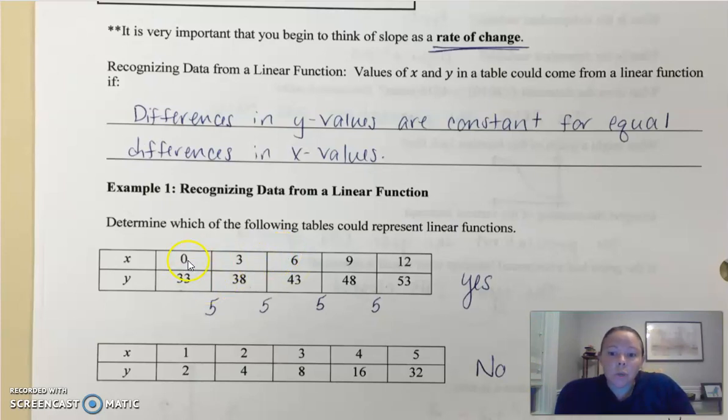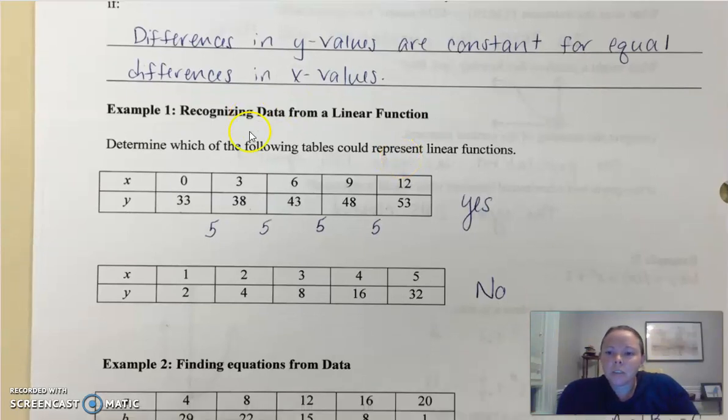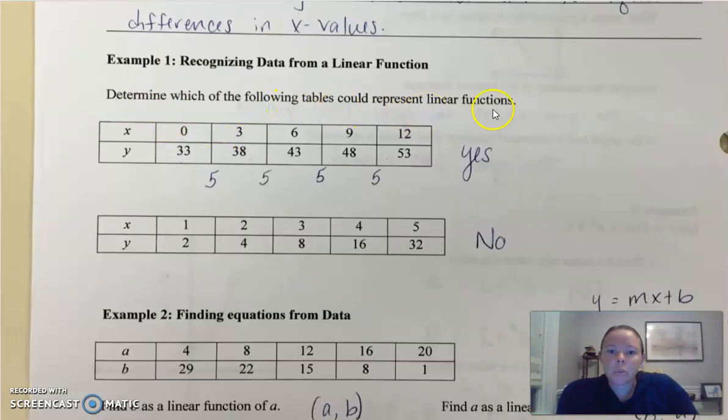It's just if you don't realize that, oh, it went from 0 to 2, then 3 to 6, you've got to be a little careful. But for now, we'll keep it very basic. Determine which of the following tables could represent linear functions. So you want to come here. Always check your x's. They're increasing by increments of 3, so we're good to go.